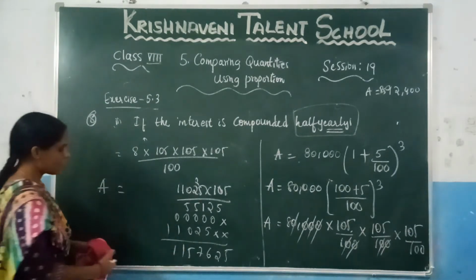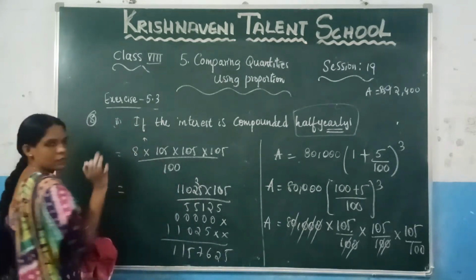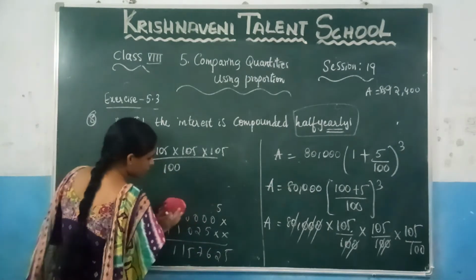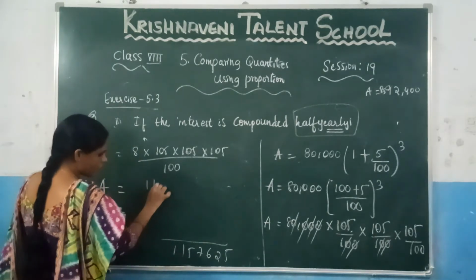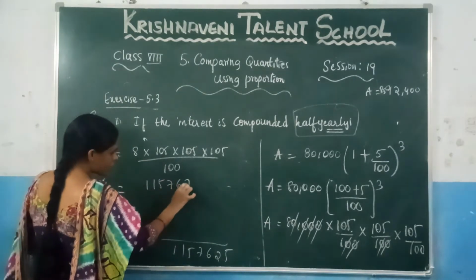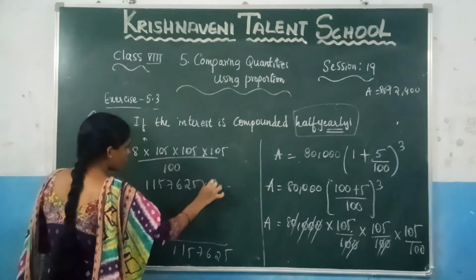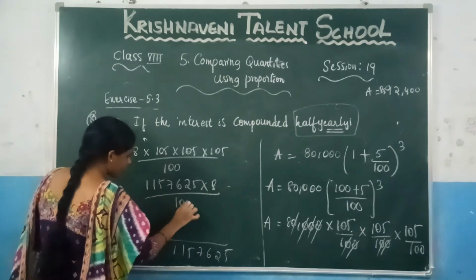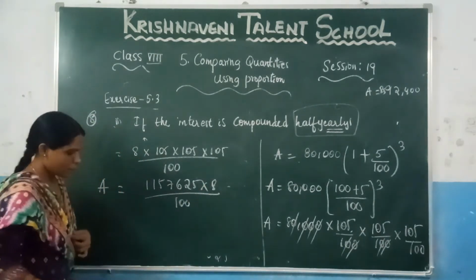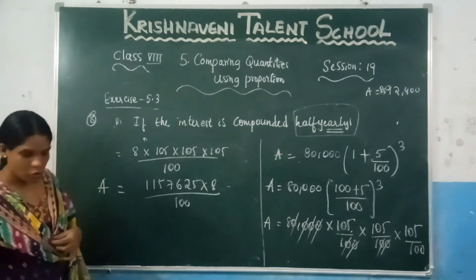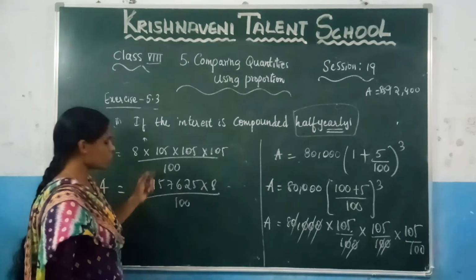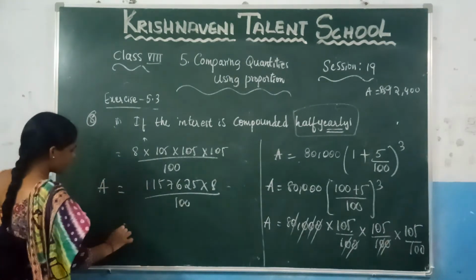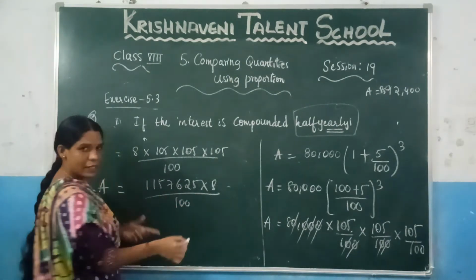Now you need to multiply this value with 8. So let us multiply with 1. So what you are getting here, 1 1 5 7 6 2 5 into 8 by 100. So after multiplication of 105 elements, you got this answer. Now you need to multiply with 8. So let us multiply directly.